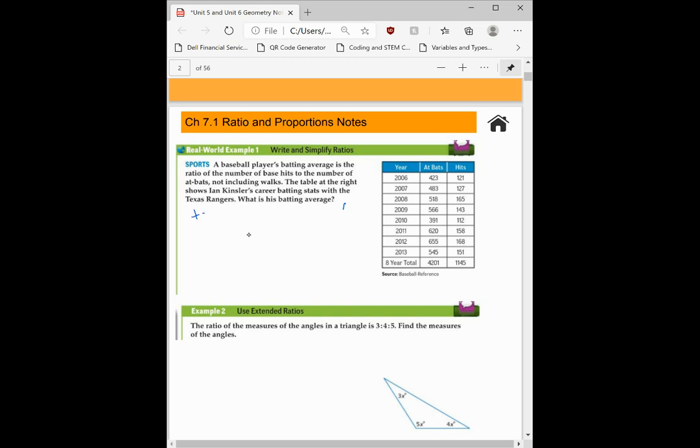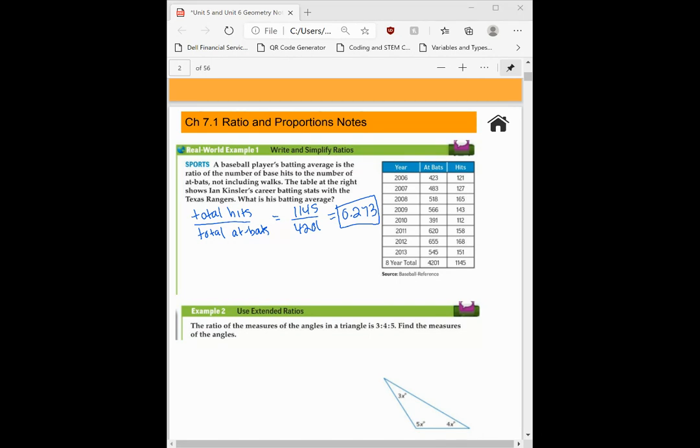So the total hits divided by the total at-bats. The total number of hits we can see is 1145, and the total at-bats is 4201. So if we divide that on our calculator, we get 0.273. So this is our answer because this is his batting average.